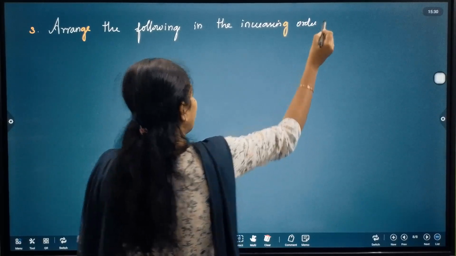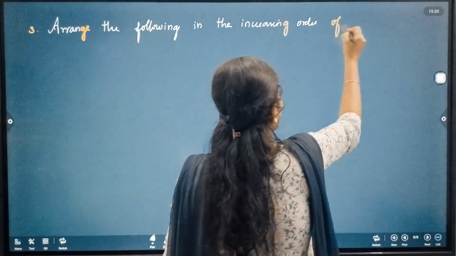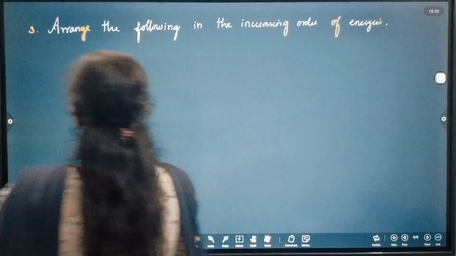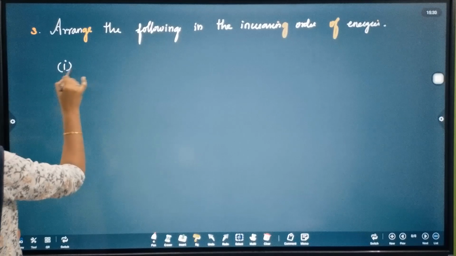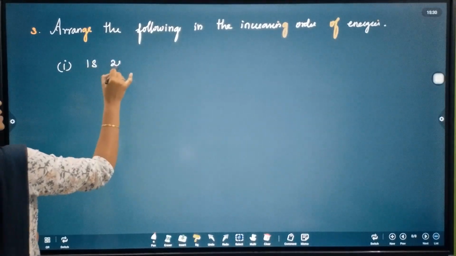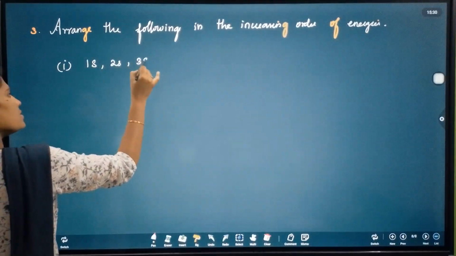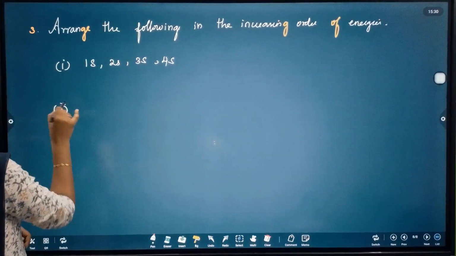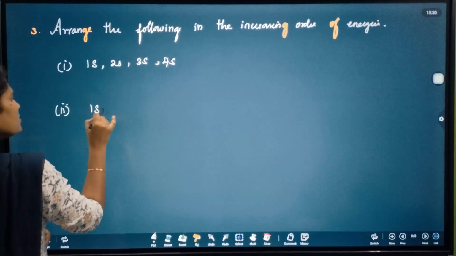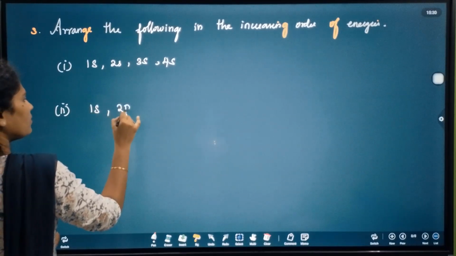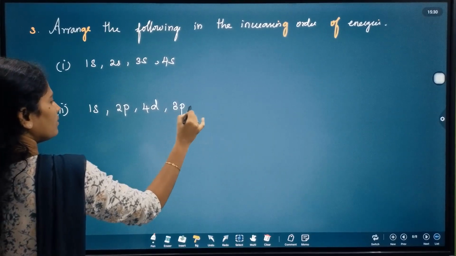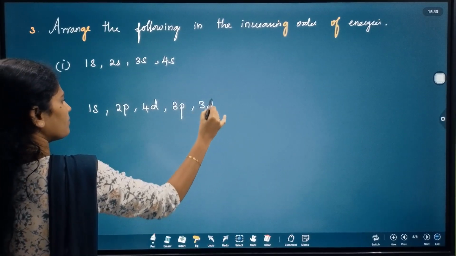Increasing order of energy. So first set here it is 1s, 2s, 3s and 4s. Second set here it is 1s, 2p, 4d, 3p and 3d.